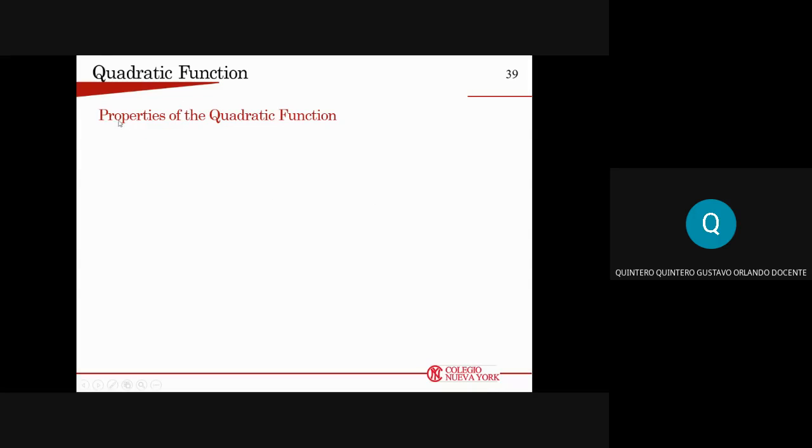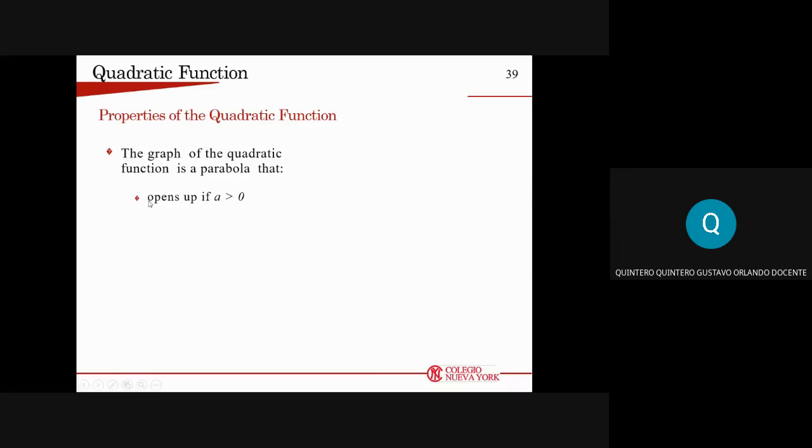So let's continue with the properties of a quadratic function. We have a lot of properties, all right? So let's talk about those. The first one is that the graph of the quadratic function is a parabola. Parabola means it is like a little U or like a little M, right?